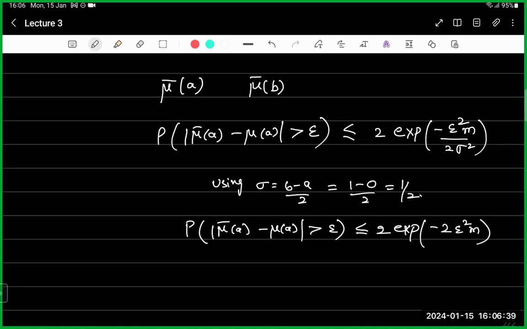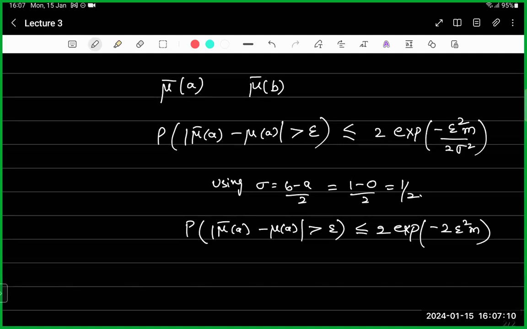No, the last exercise was not for uniform. Any bounded random variable. We haven't proved that, we just stated it. So, for any bounded random variable, you can show that it is a sigma subgaussian with (B minus A) by 2 as sigma. Okay, everyone is fine.